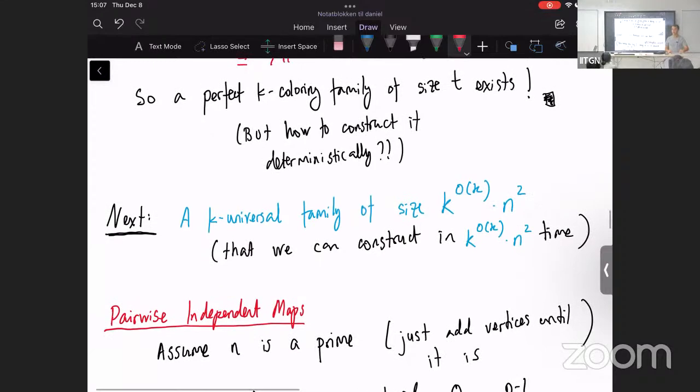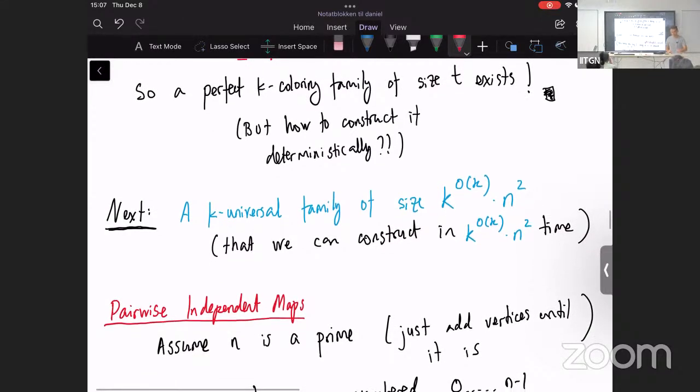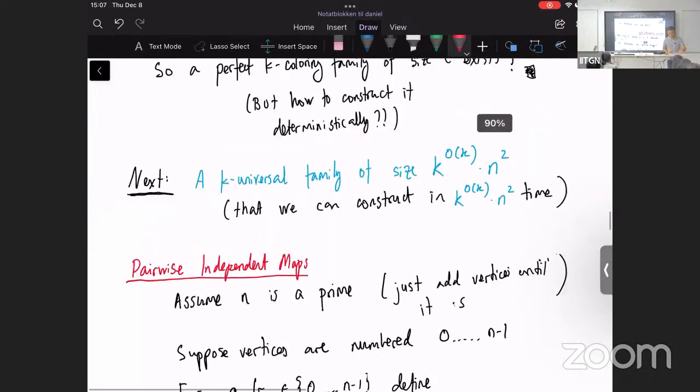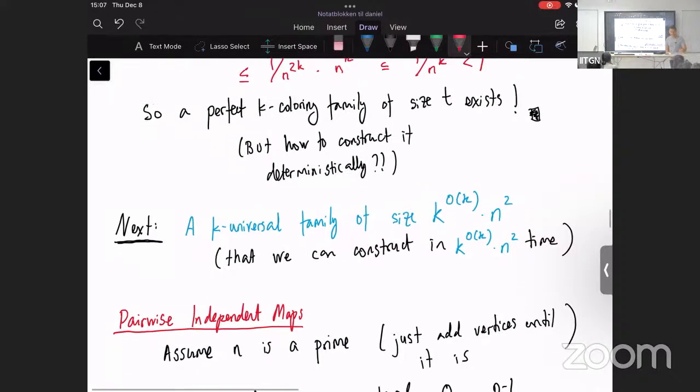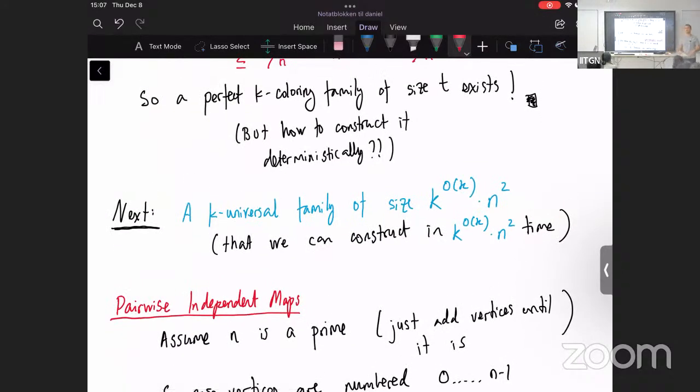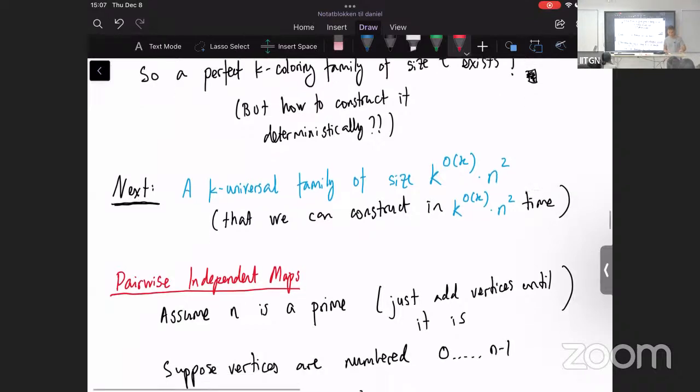Okay, now a little bit of linear algebra. What we're going to do is now construct a k-universal family of size k to the k n squared. So worse than e to the k, but it's going to be useful for later. Let's assume that n is a prime, right? If n is not a prime, just add some vertices until it is. And there's always a prime between n and 2n. So we'll just assume that n is a prime.